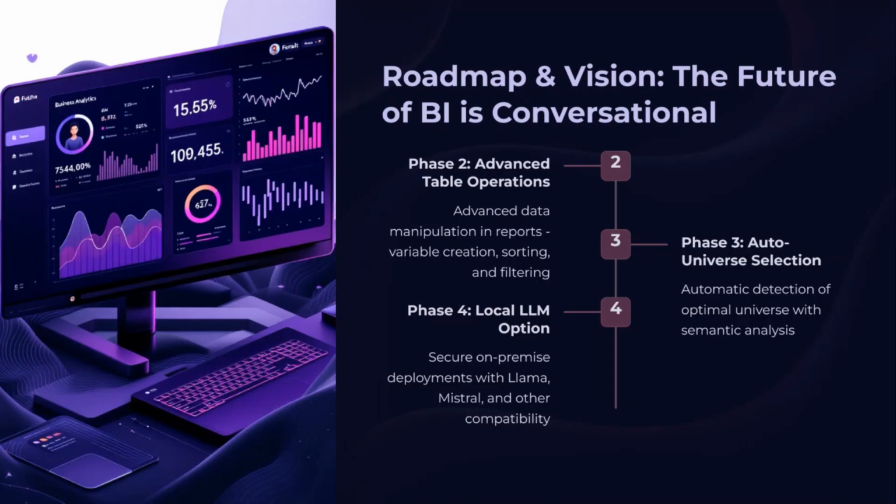And then what's really great is the local LLM option, phase 4. So you're going to be able to secure an on-premise deployment with Llama, Mistral, and other compatibility. So we're going to give the power to you to choose what LLM you want to use and have it be local. Because Business Objects is a tool that usually displays data from the system of record, we want to keep it compact, tight, and secure for you.